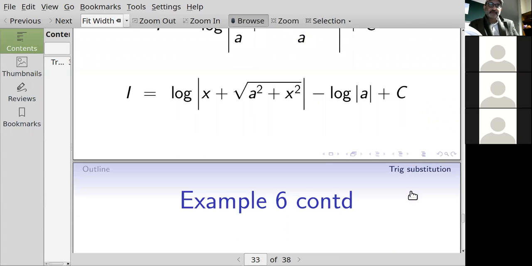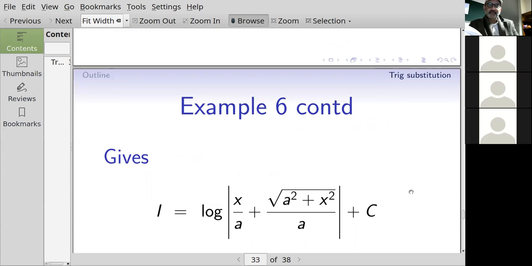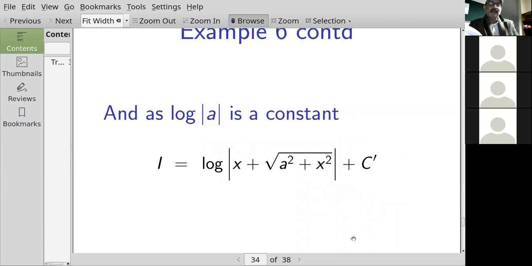If you wanted to, of course, you could have left it just as this form that we had here. That would be fine. You don't have to simplify it if you don't want to. Sir, just making sure, c prime in the final answer, that's basically just the regular constant plus a log constant value of a, right? Yeah, that's right.